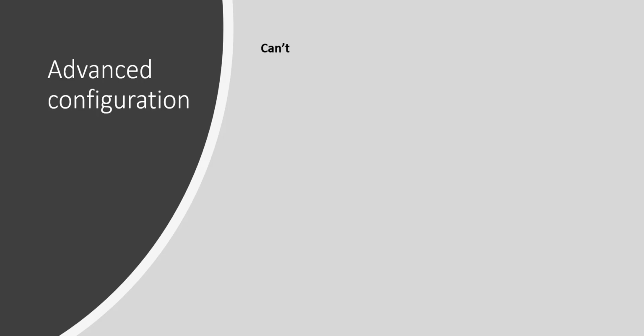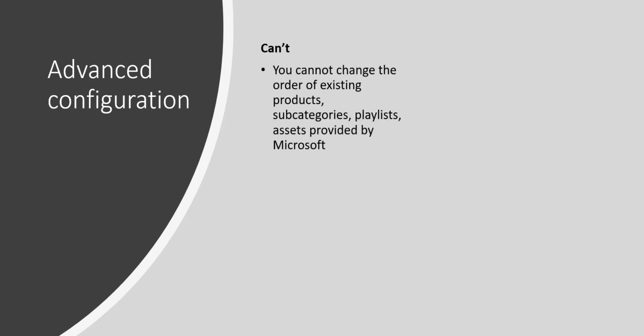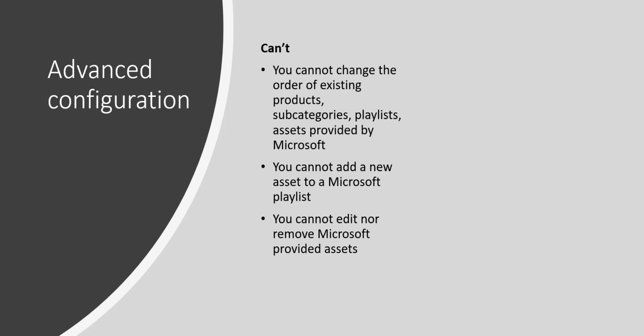Okay, there are things that you can do, things that you cannot do, and it's good to know what you can and cannot do. You cannot change the order of existing products, subcategories, playlists, and assets provided by Microsoft. It is what it is, exactly in the way it is. That cannot be changed. You cannot add a new asset to a Microsoft playlist. Now that's a bummer, but that's exactly what it is right now, that there's a playlist that already exists and you cannot add new assets, new articles, videos, or whatever you want to existing playlist.